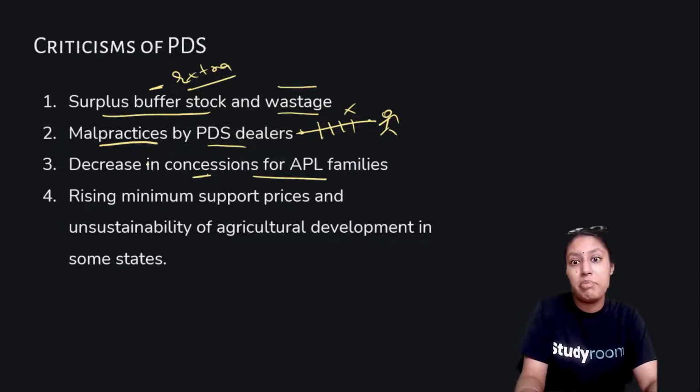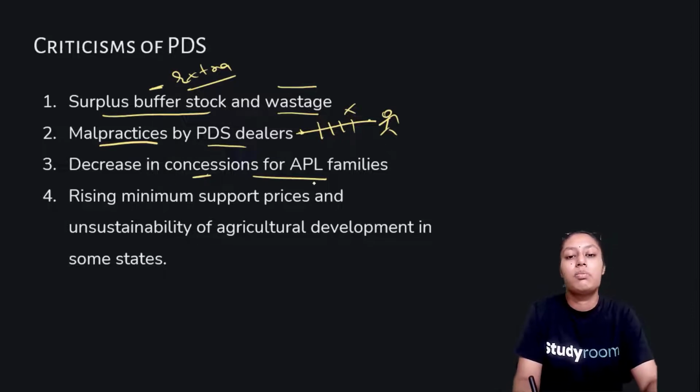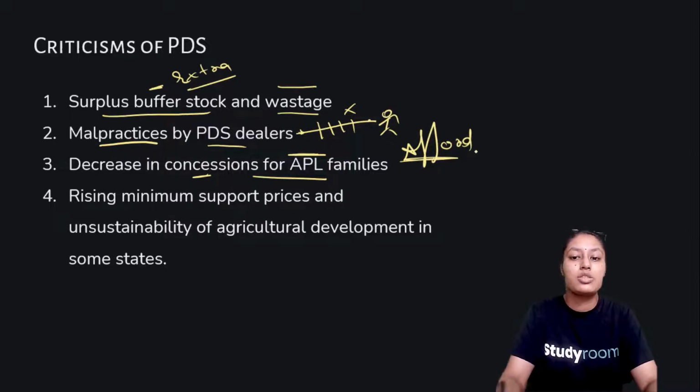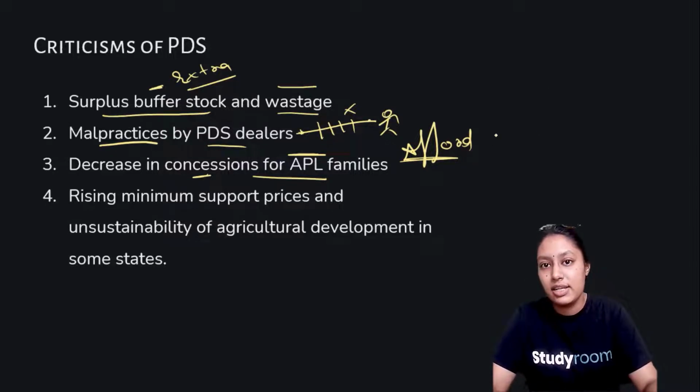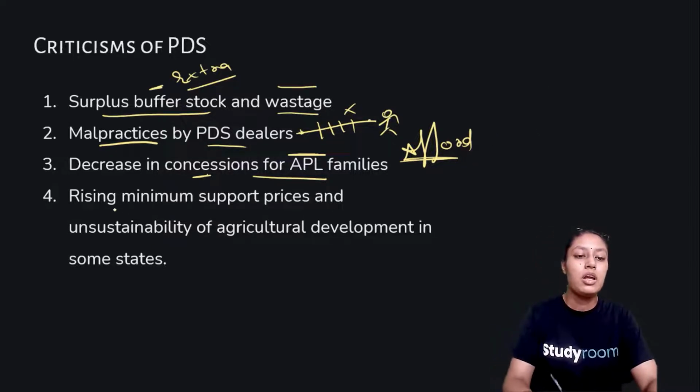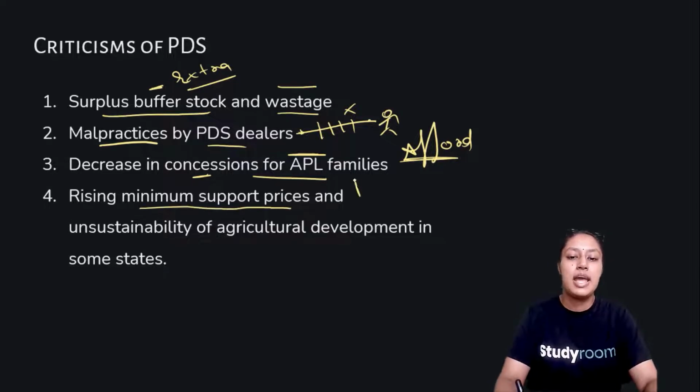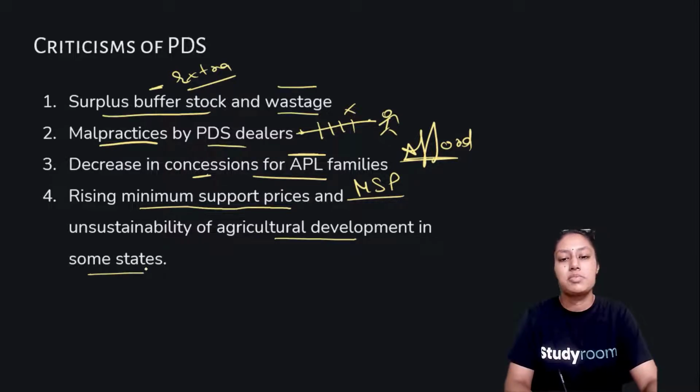Since we had buffer stock, APL families, the ones above the poverty line who could afford it, had whatever concession they had decreased. Okay. Fourth is rising minimum support price, MSP, and unsustainability of agriculture development in some states.